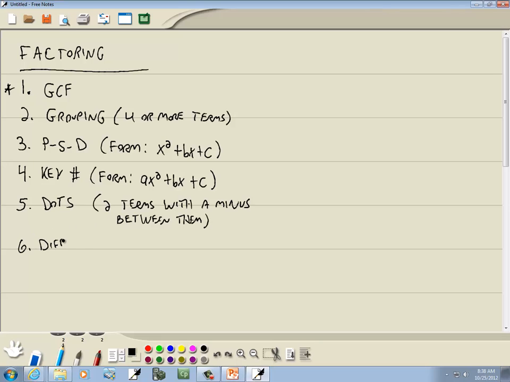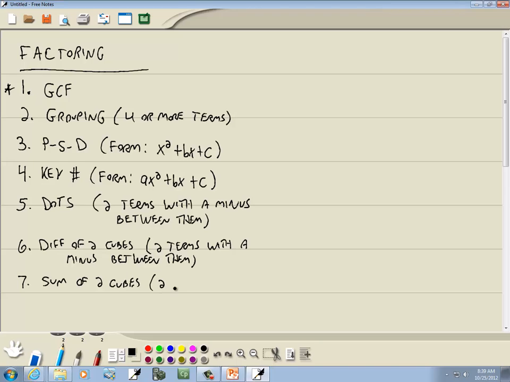Our sixth method is the difference of two cubes, and this is when you've got two terms with a minus between them. And our last one is the sum of two cubes, and this is two terms with a plus between them.